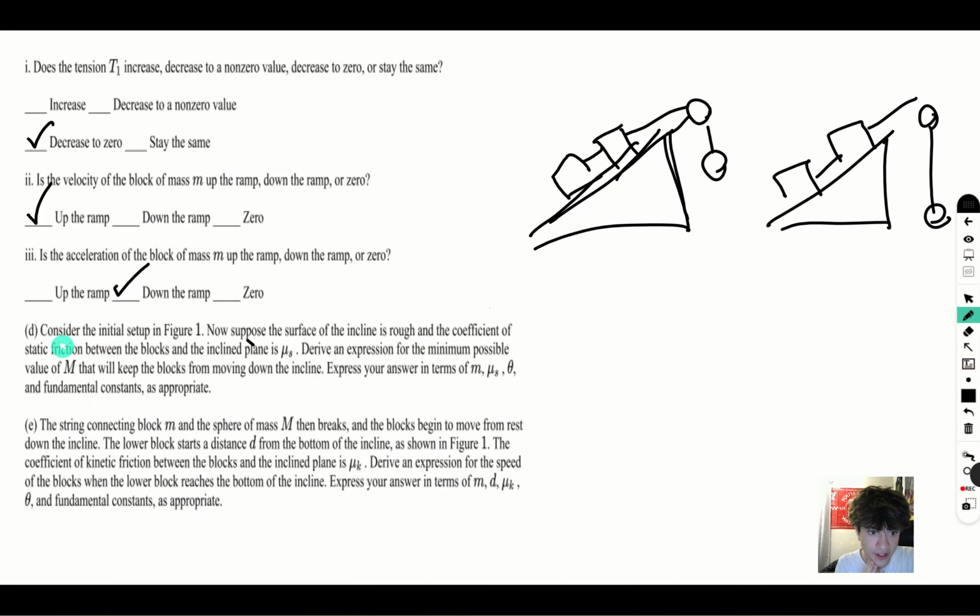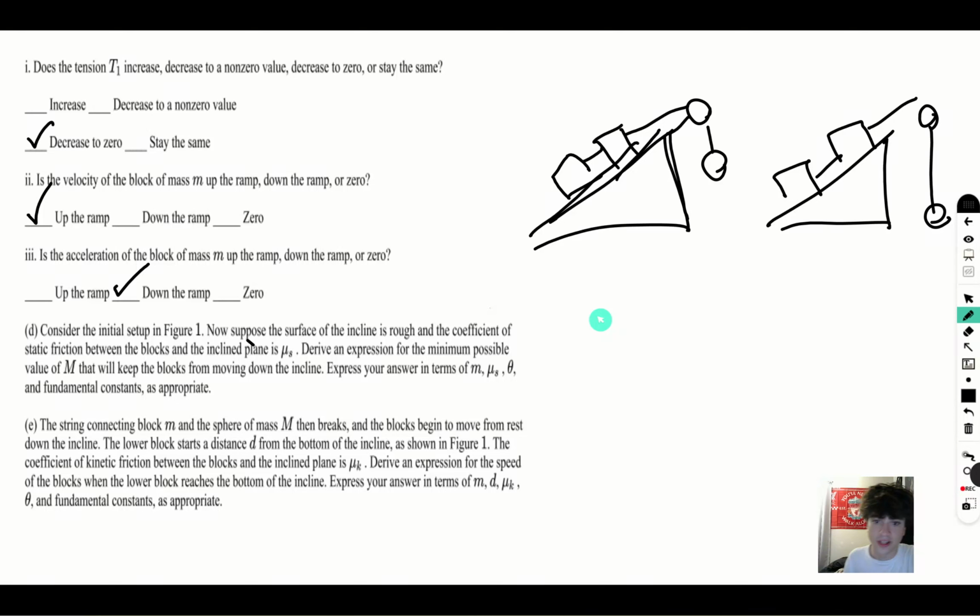Now let's take a look at part D. Consider the initial setup in figure 1. Now suppose the surface of the incline is rough and the coefficient of static friction between the blocks and the inclined plane is mu. Derive an expression for the minimum value of m that will keep the blocks from moving down the incline. Express your answer in terms of m, mu static, theta, and fundamental constants as appropriate.